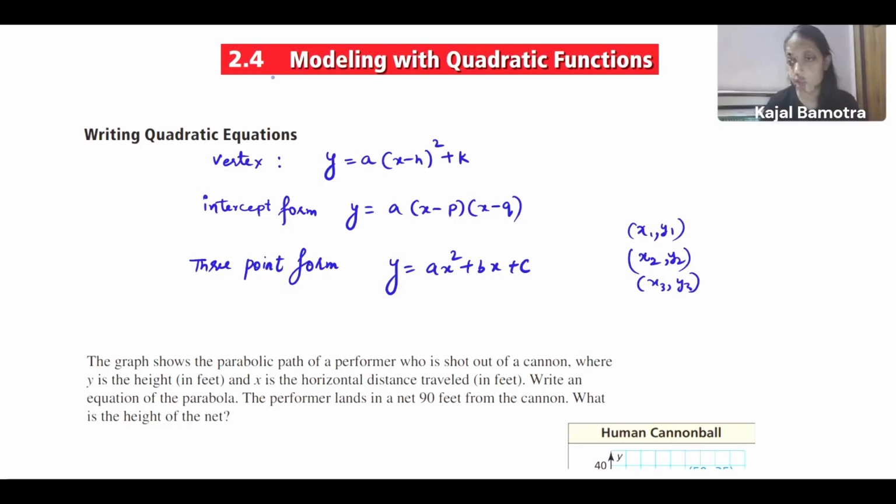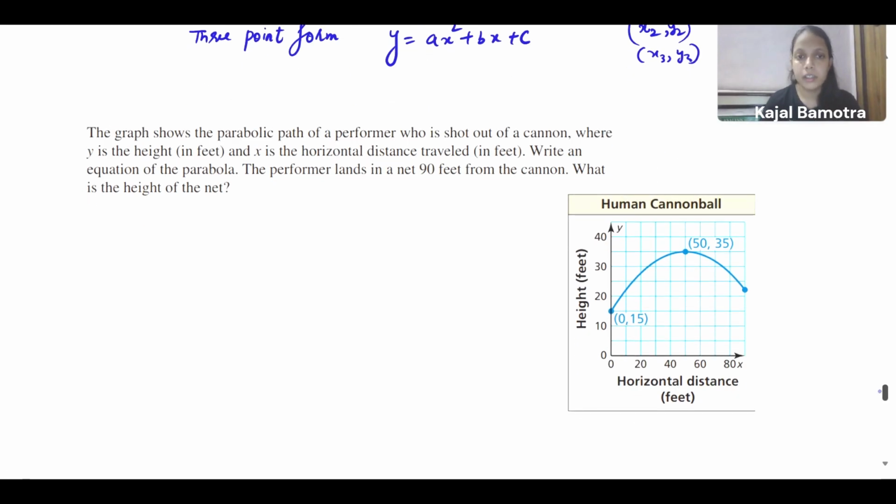Next we have a graph that shows the parabolic path of a performer who is shot out of a cannon, where y is the height and x is the horizontal distance traveled. Write an equation of the parabola. The performer lands in a net 90 feet from the cannon. In the given figure, the vertex is visible, so I will use the vertex form of a parabola.